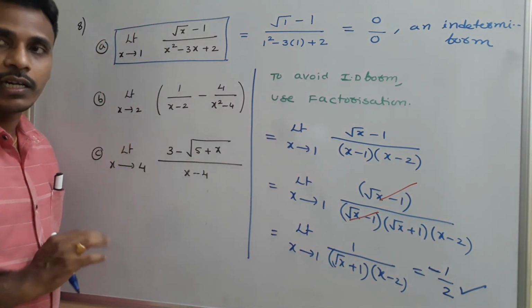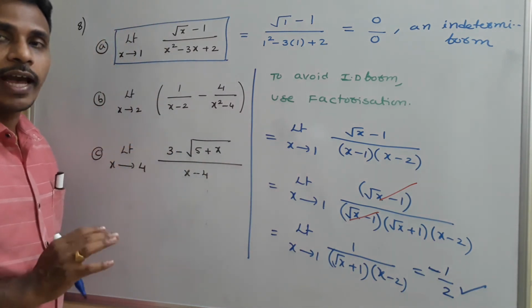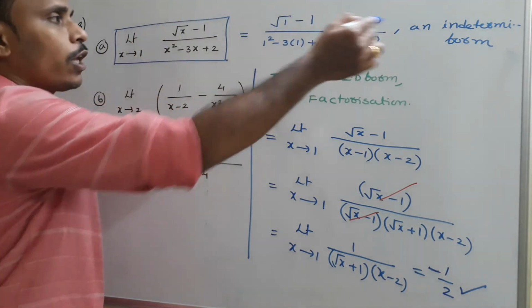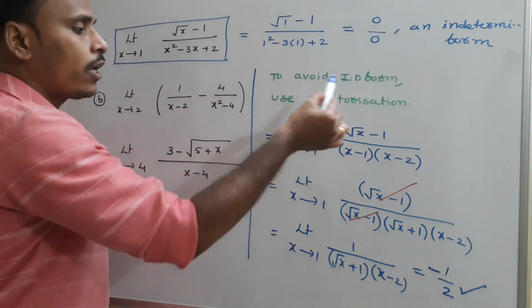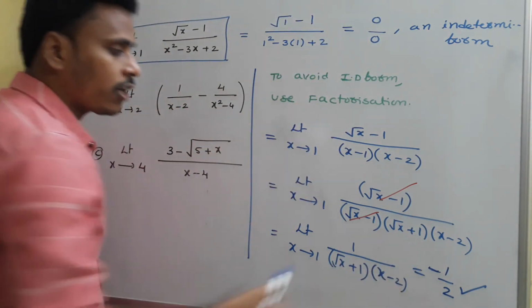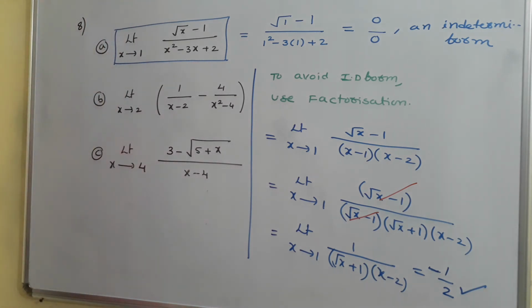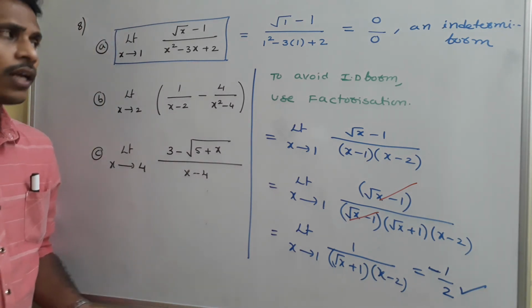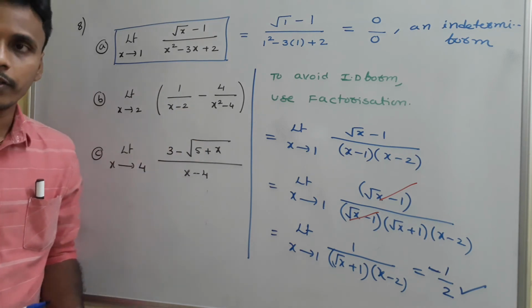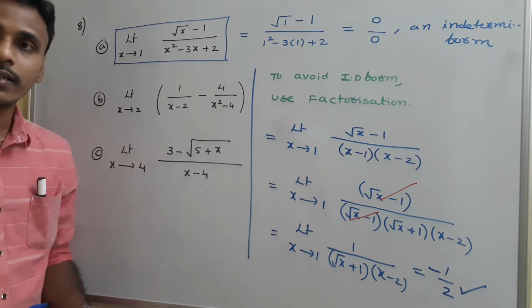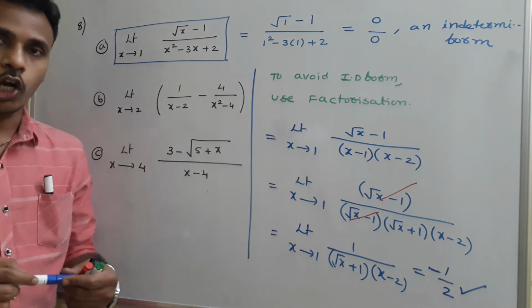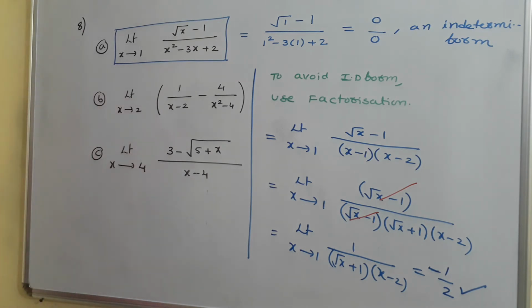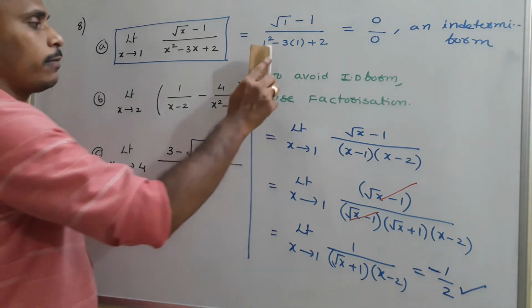That's actually the final discussion. But the way of calculation is: replace x with 1 and you will get indeterminate form. To avoid it, use factorization. On simplification, at the end your answer is minus 1 by 2. So for this problem we used the factorization trick. And for the next problem, we are going to use the simplification technique. I will discuss it for you. I am erasing this.